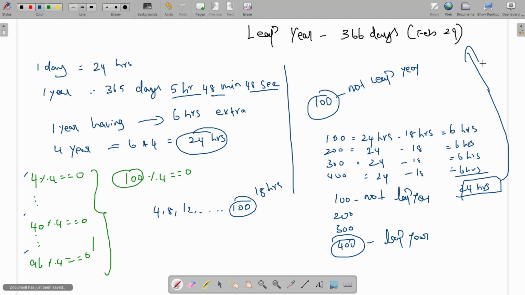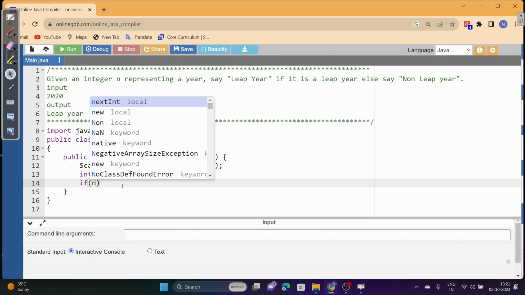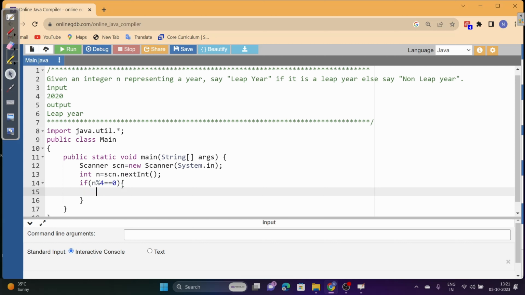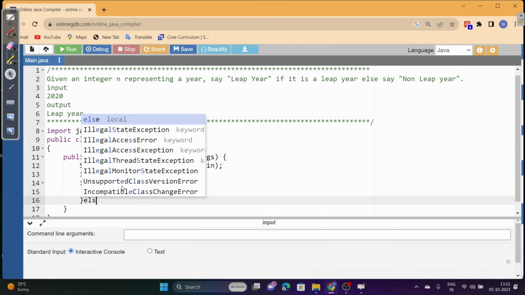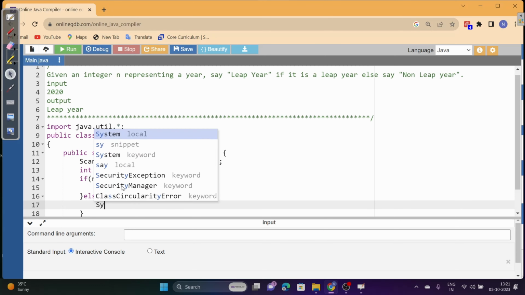So let's do some code, then you can understand. See, I'm taking n as a year. If your year n mod 4 equals 0, then we will do something. Suppose it is not divisible by 4, which means the year won't come once in 4 years. That year is a non-leap year, right? A leap year must come once in 4 years. So in the else case, if it is not divisible by 4, I can directly say it is not a leap year.